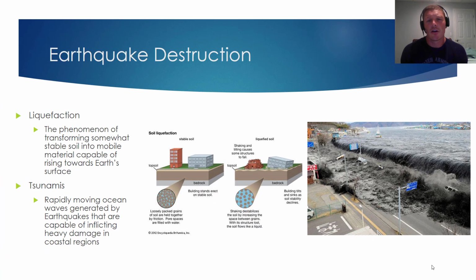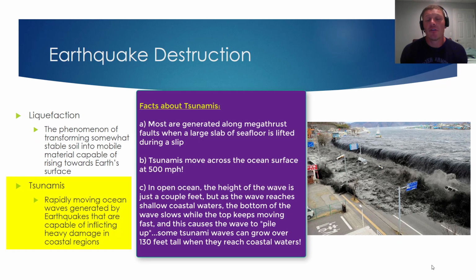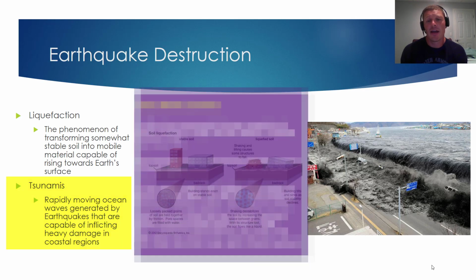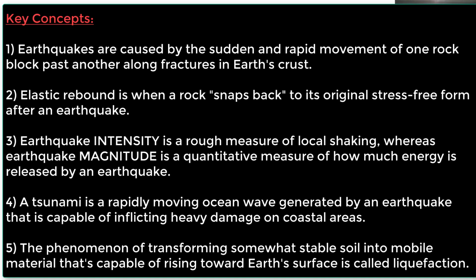Another result of earthquakes that can cause massive destruction is what's known as a tsunami. Tsunamis are rapidly moving ocean waves that are generated by earthquakes that are capable of inflicting heavy damages, especially in your coastal regions. Tsunamis are often triggered by underwater earthquakes, and that earthquake will generate that rapidly moving ocean wave that we just talked about. The image shown on the right is from the Japan tsunami of 2011, and that tsunami caused catastrophic damage to the island of Japan. Okay, that concludes this podcast.